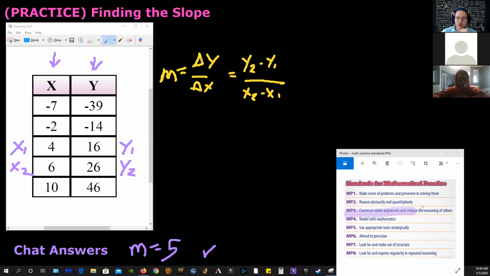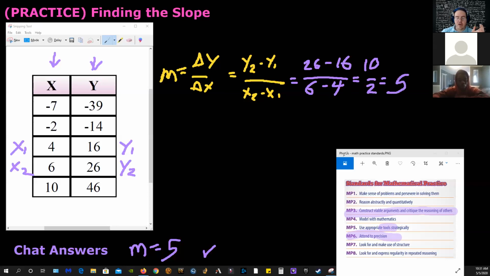So I'm going to try and make an argument by being very precise with my math. And I like to think of this formula as a tool, to be honest. Okay, so let's see. For me, that would be 26 minus 16 over 6 minus 4. 26 minus 16 is 10. 6 minus 4 is 2. 10 divided by 2 is 5. So, yeah, I think I would agree with that. So far I've got 5.